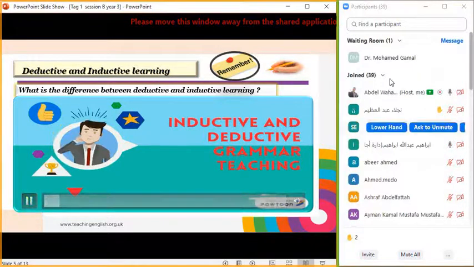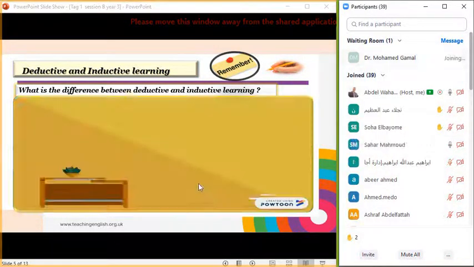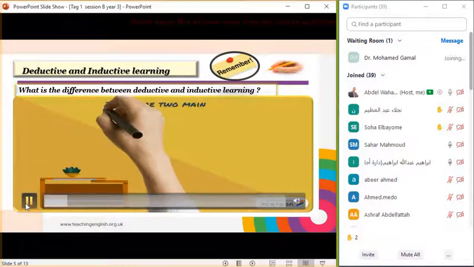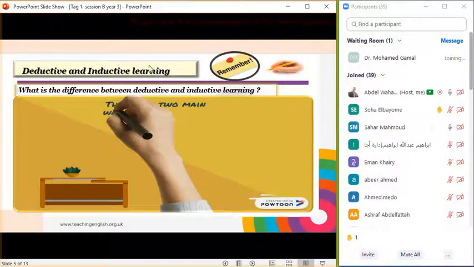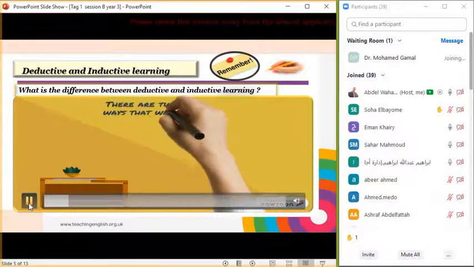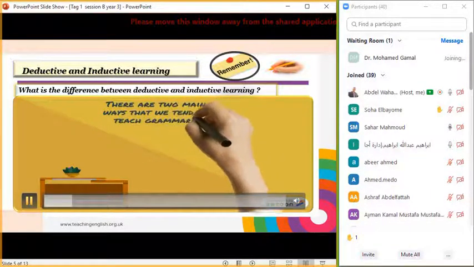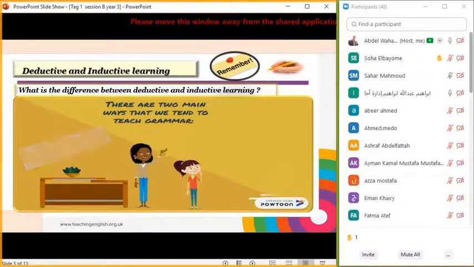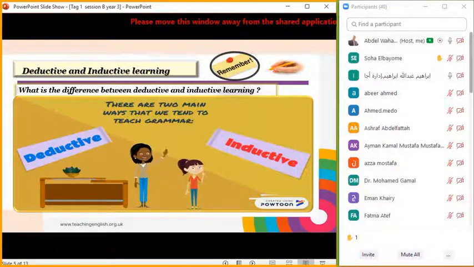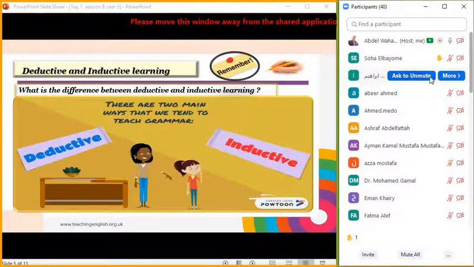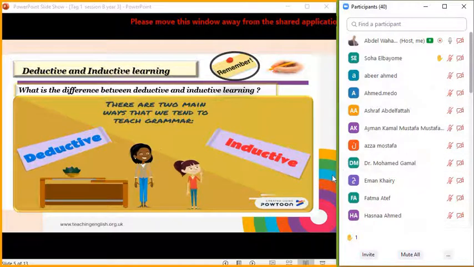There are two main ways that we tend to teach grammar: in a deductive or inductive way. Both approaches have their pros and cons, and which approach we use when can depend on a number of factors, such as the nature of the language being taught and the preferences of the teacher and learners.